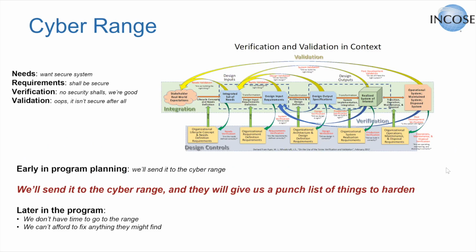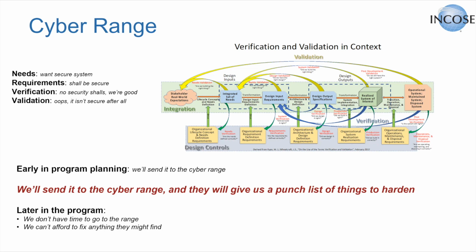So the first one is what I call the cyber range. You'll notice on the left side, I'm trying to map this with the requirements working group graphic. So we have a need established that the customer wants a secure system. And then we have some nebulous requirement that says the system shall be secure. But we don't decompose that. We just leave that as a nebulous requirement. And when we get to verification, well, there's no security shall, so we're good. And then when we deliver the system of interest into the intended environment during validation, we say, oops, I guess it wasn't secure after all.